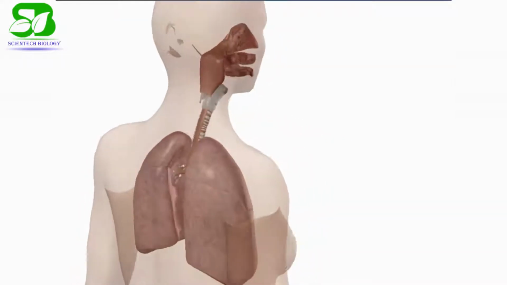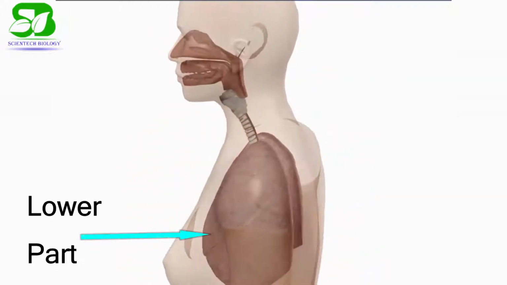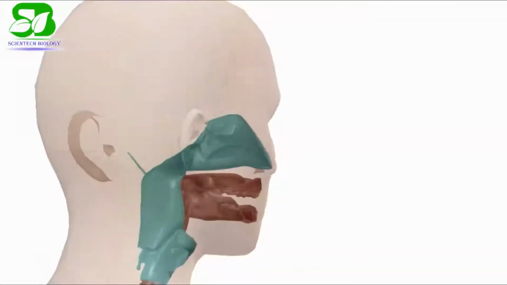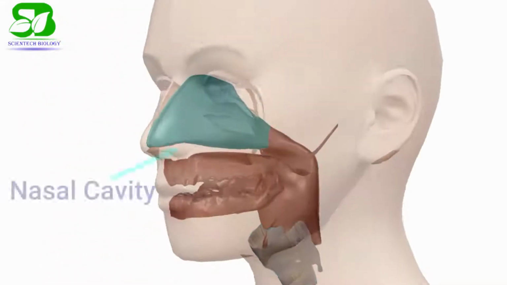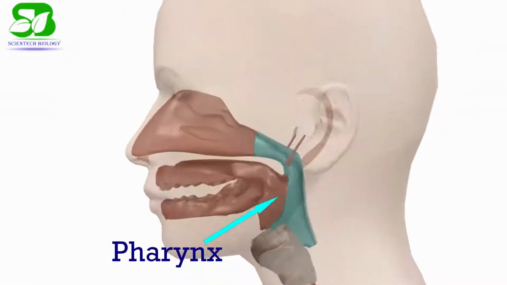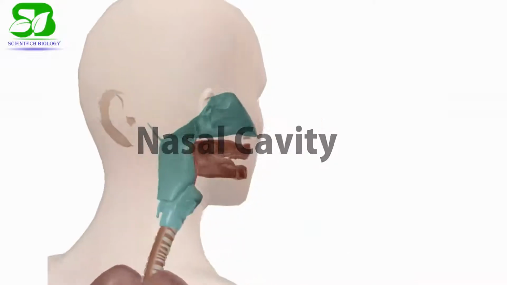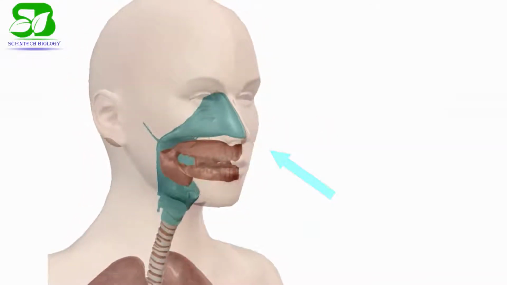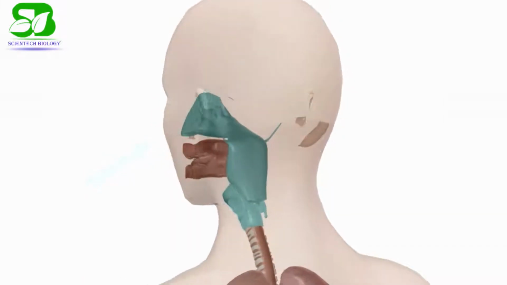The human respiratory system has two parts, the upper respiratory system and the lower respiratory system. The upper respiratory system consists of the nasal cavity, pharynx and larynx. Air entering the nasal cavity flows through the passage created by the superior, middle and inferior nasal conchae.